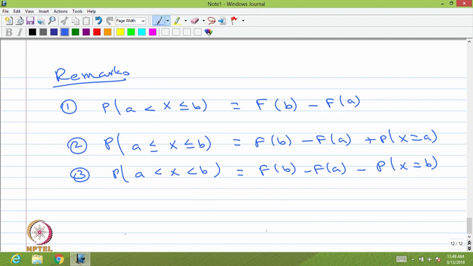If it is a discrete type random variable and x is equal to a, where a is a jump point such that the probability of x equal to a is strictly greater than 0, then you can add. If x is a discrete type random variable where a is not a jump point, that means the probability of x equal to a is 0, then you don't need to add. So based on the discrete type random variable, whether it is a jump point or not, that's one discussion.